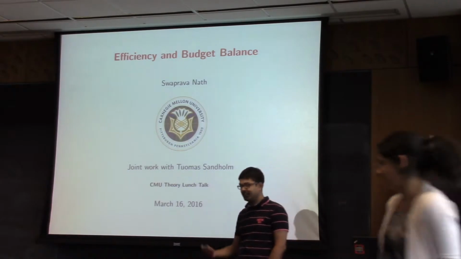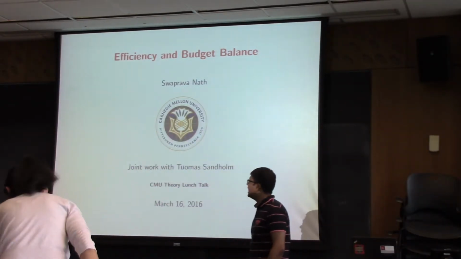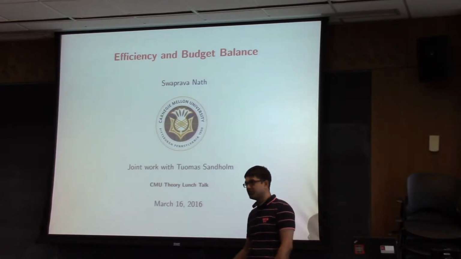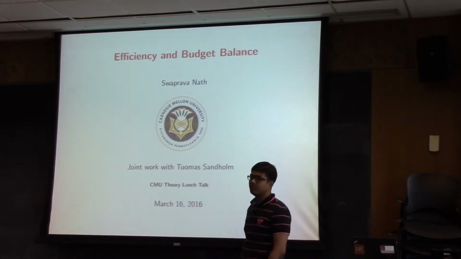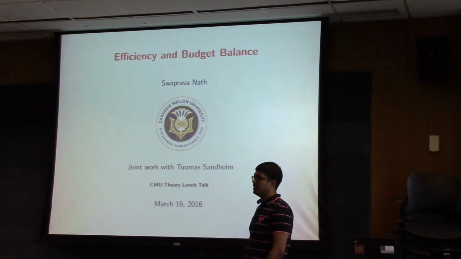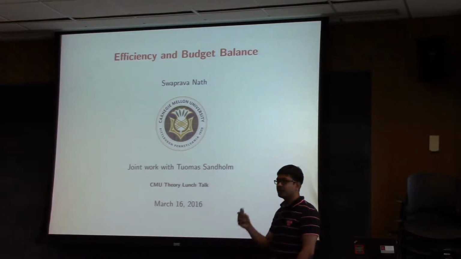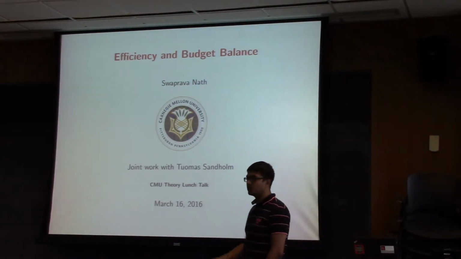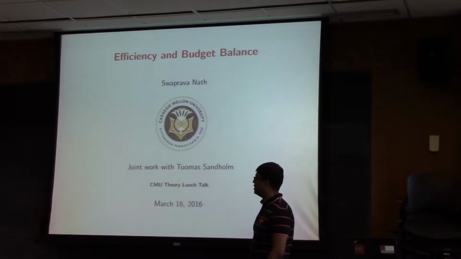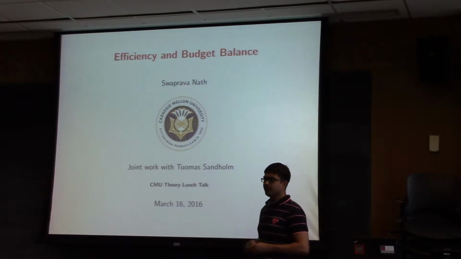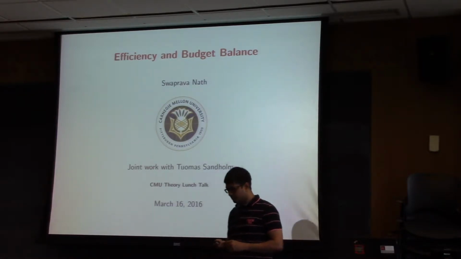Thanks, Nika, and hi everyone. I'm going to talk about two very important properties of social choice theory, namely efficiency and budget balance. And we'll show how computational approaches can help understand the interplay between these two properties in a very precise manner. This is a joint work with Thomas. I have kept the talk at a very basic level, so we'll start from scratch. But still, if something is unclear, feel free to stop me.